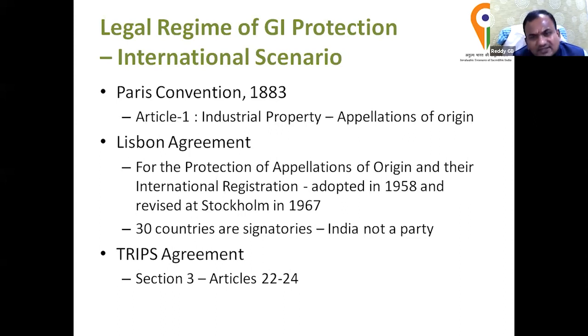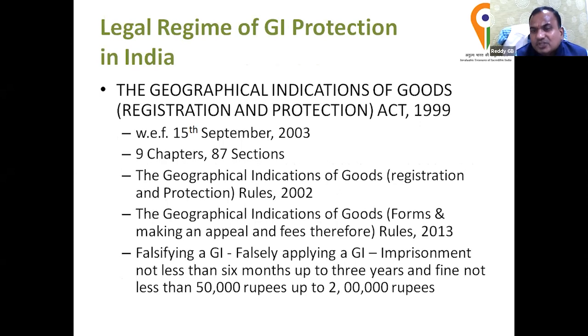The TRIPS Agreement, which revolutionized the way in which IPRs are treated in all the countries, also recognizes the need to protect the geographical indications of goods generally, and also for wines and spirits under Articles 22 to 24. And we also have a special law of 1999, which, however, came into force in September 2003. So that's almost 18 years back.